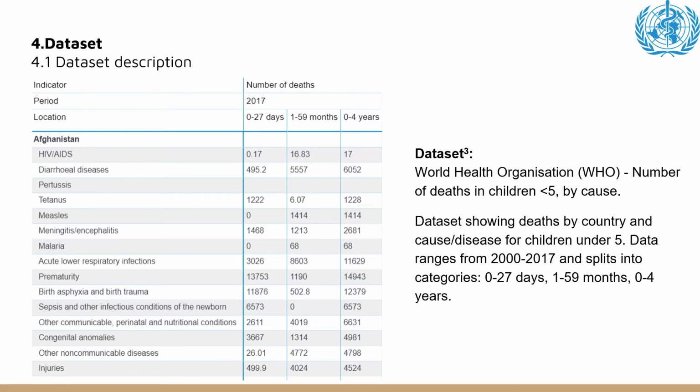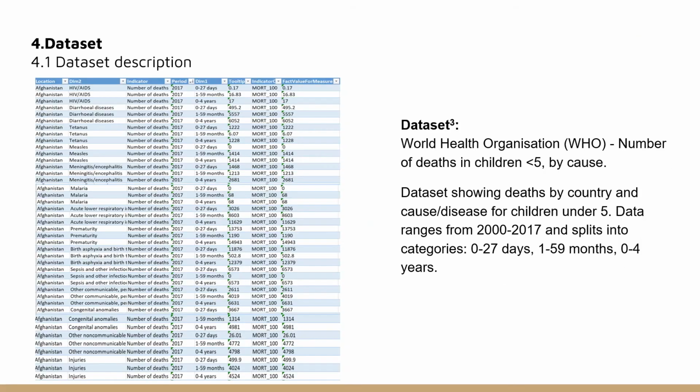The dataset we will be using for this project is the World Health Organization's number of deaths in children aged under 5 by cause. This dataset shows the number of deaths in children under the age of 5, split into 3 categories: 0 to 27 days, 1 to 59 months, and 0 to 4 years. These values are recorded between the years 2000 and 2017. It also includes the geographical data about location, i.e. different countries, and it differentiates between different causes of death. On the slide, you can see the screenshot of the dataset as shown on the World Health Organization's website.